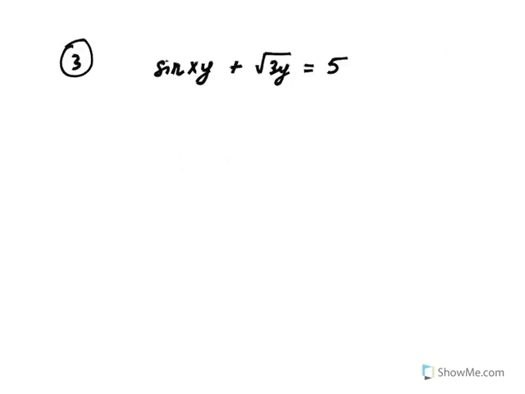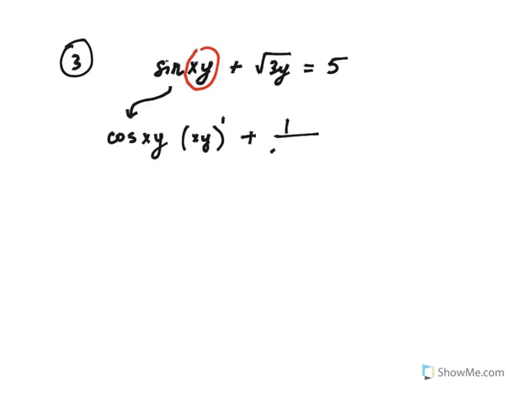I want to show you one more problem that requires implicit differentiation. Derivative of sine. Well, we all know the derivative of sine is cosine. However, we have to apply the chain rule because it's not just sine of x, it's sine of xy. So we're going to multiply by the derivative of xy, I just want to set it up first. Plus, derivative of square root of 3y would be 1 over 2 the square root of 3y, but we do need to multiply by, we're applying the chain rule again, 3y prime, equals.